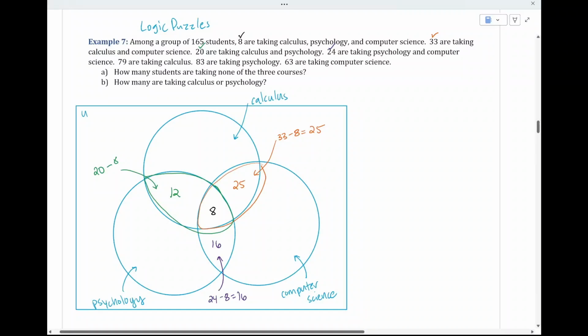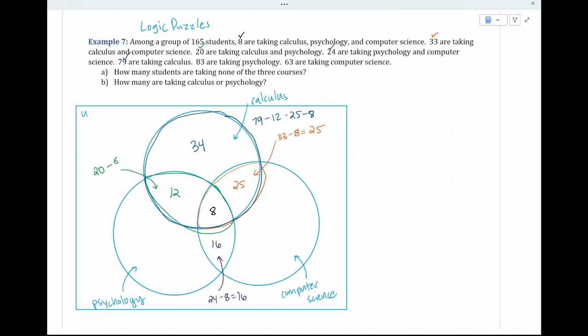All right, next up, 79 are taking calculus. This is where it's going to start to get interesting. Maybe I'll do a darker blue. So for our calculus piece, that's this whole thing, and that's 79. But I already have some of the numbers in there. So that's minus 12, minus 25, and minus 8. So how much is left? That's 34. And we're going to do that for all of these outer rings.